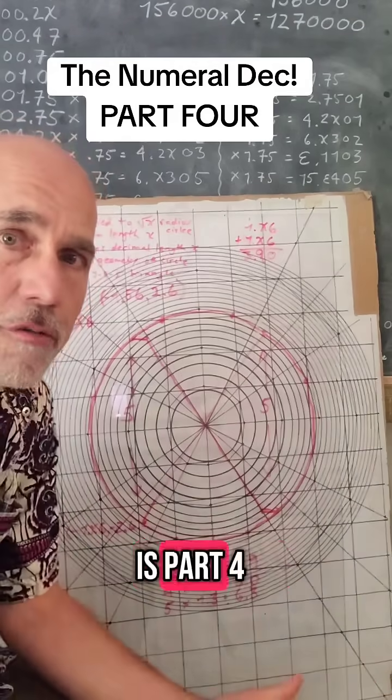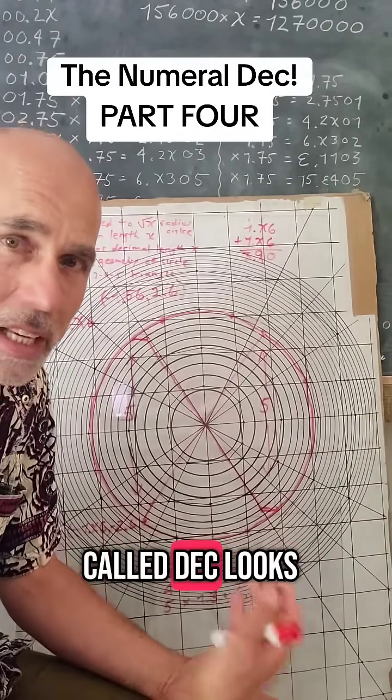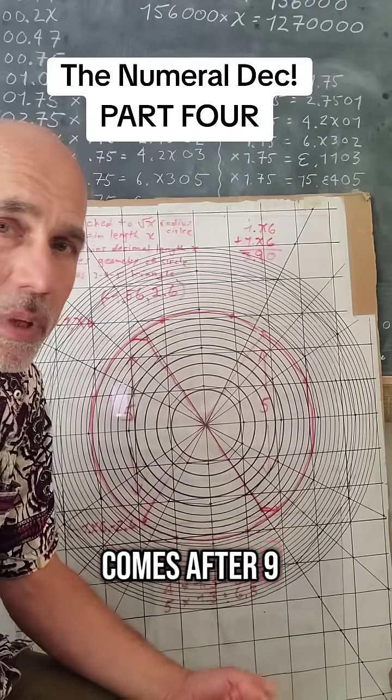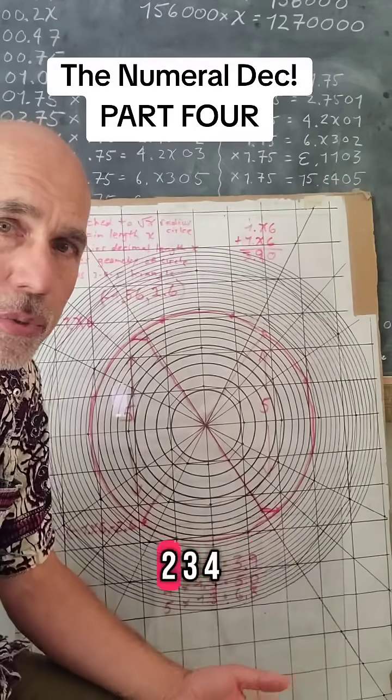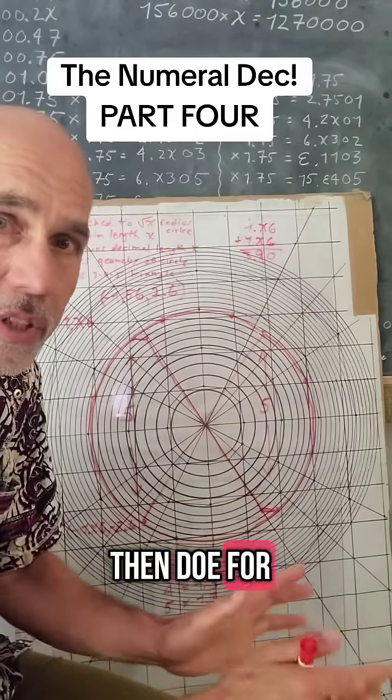All right, so this is part 4 in a series of videos I'm making where I'm explaining why the numeral called DEC looks the way that it does. So DEC is the numeral that comes after 9 when counting in base 12. You count 1, 2, 3, 4, 5, 6, 7, 8, 9, DEC, L, and then DO for a dozen.